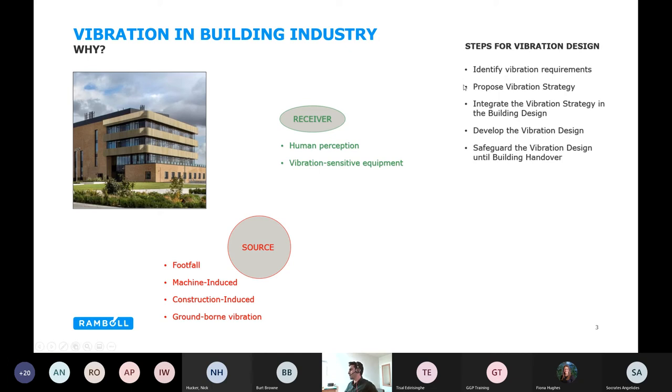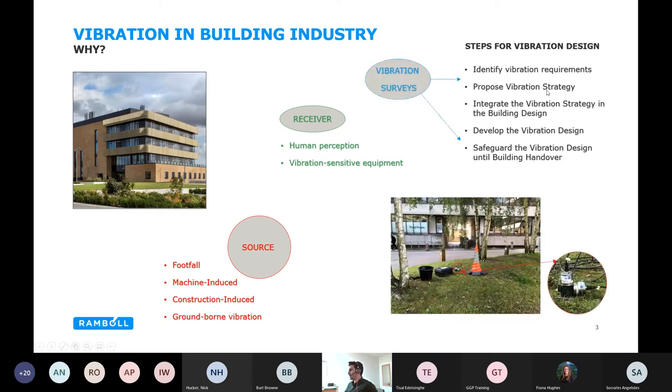The first part of this process and the last bit are usually backed up by vibration surveys, as at the beginning we want to make sure that we can characterize what is actually the vibration climate on site, as it can be different depending on the external sources. And before the handover, we want to make sure the several sensitive locations within the building achieve the vibration requirements.